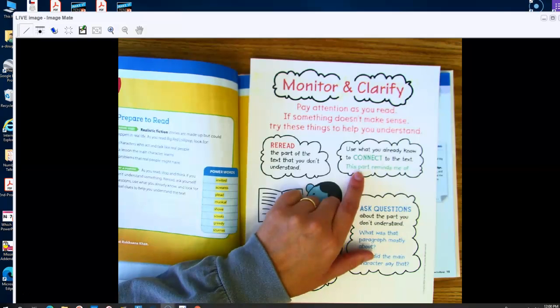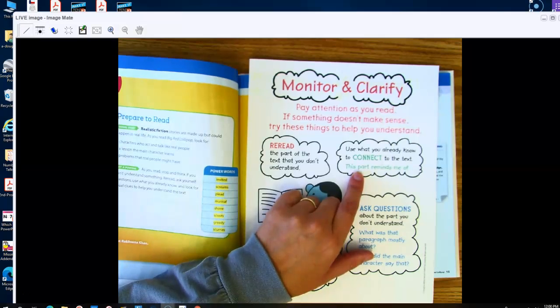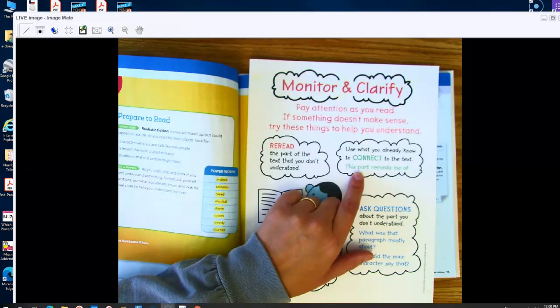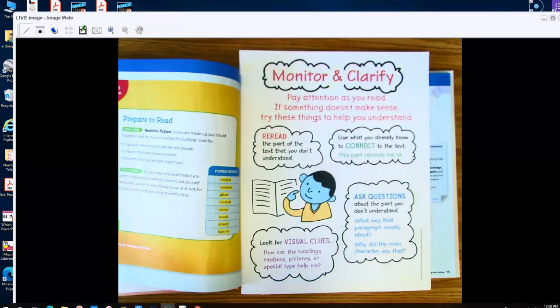Your schema to connect. Remember, we have 3 kinds of connections. Do you remember the kind of connections we have? What's one, Kate? Text to world. Emma? Text to self. Chase? Text to text. Goodness gracious, y'all are doing so good. Can't believe you remember all that.